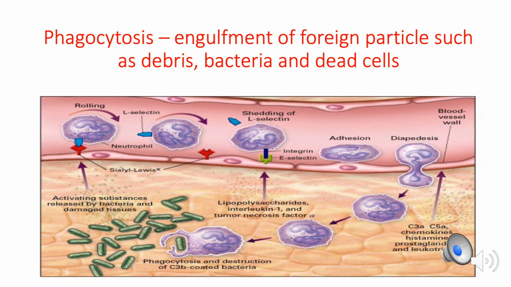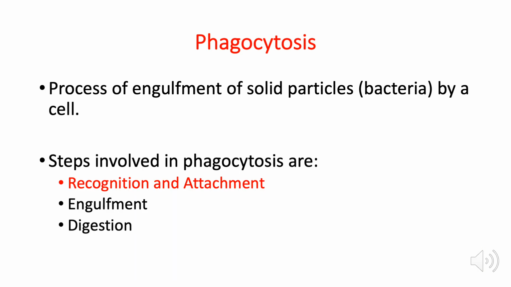The migration of the white blood cell out of the blood vessel towards the site of infection is termed chemotaxis. Once the white blood cell is already out of the blood vessel and is about to engulf the offending microorganism, you will call the process phagocytosis. Phagocytosis is defined as the process of engulfment of solid particles such as bacteria and yeast cells by our white blood cells. Phagocytosis involves 3 steps. You have recognition and attachment, you have engulfment, and you have digestion. And we will discuss them one by one.